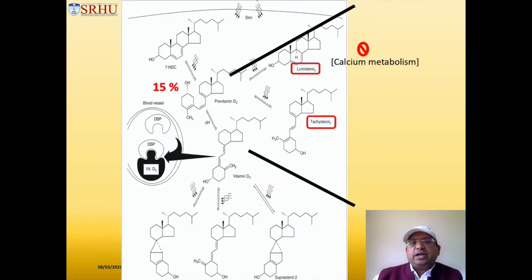Now, a very interesting fact I would like to share is that during sunlight exposure, only 15% of 7-dehydrocholesterol is converted to pre-vitamin D3. The rest of it is converted to other photoproducts like lumisterol and tachysterol, which have no effect on calcium metabolism. Any further exposure to sunlight will result in photoequilibrium, and vitamin D3 is converted back to lumisterol or tachysterol or is reverted back to 7-dehydrocholesterol.